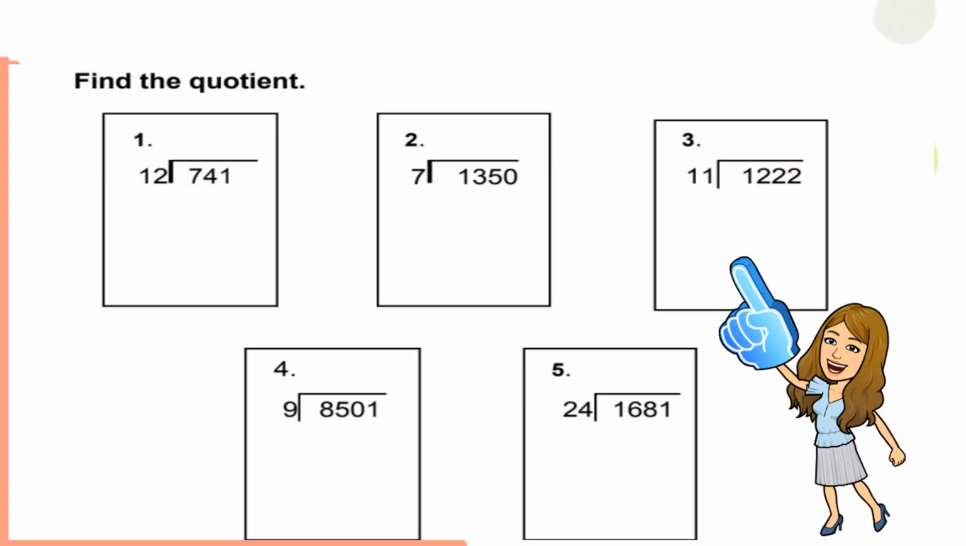So, for your assignment, let's do activity 2. Find the quotient. Write your answer and solution in your notebook and turn it in on your Google Classroom.